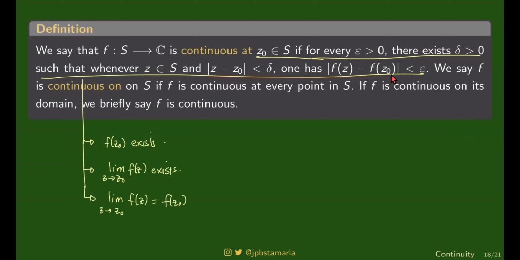Kasi this is very similar to the way we define limits. Ang nawala lang yung portion na may ganon. Kasi this time, because z is part of the domain, you now allow z to be equal to z naught. Kaya tinatanggal na natin yung irrelevant na inequality na yun. Okay? So this is continuity at the point z naught.